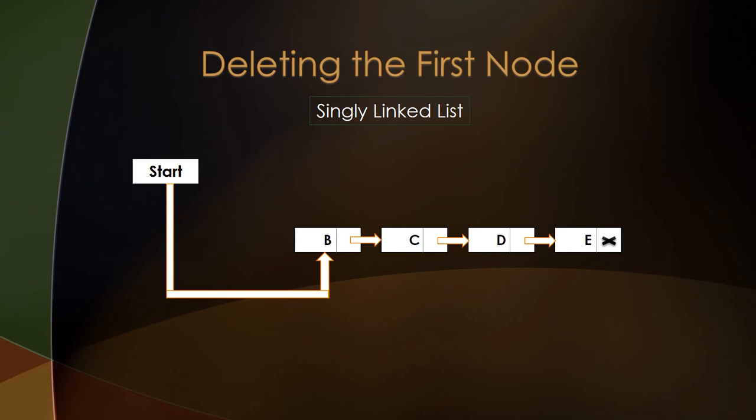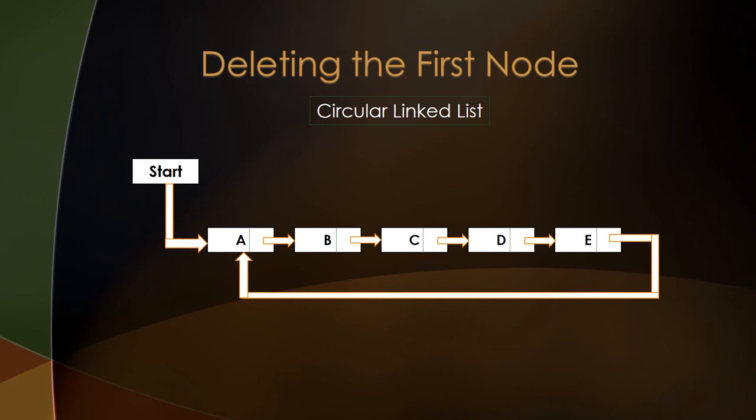Now coming to the case of a circular linked list. In a circular linked list, there are two pointers pointing to the beginning of the linked list, the regular start pointer as well as the end pointer in the linked list. So now we need to change two pointers. So we'll start by making modifications to the end of a linked list. Thus we will copy the address of next pointer of node A to the address of next pointer of node E so that next pointer of node E points to the node B instead of node A in the linked list.